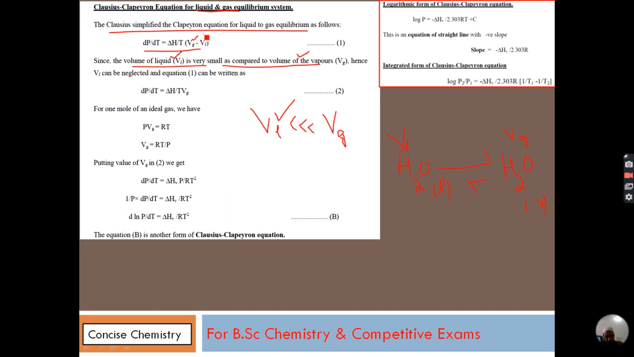So if we neglect this term, it becomes dP by dT is enthalpy by T Vg. Okay. Now if we apply the ideal gas equation, from here we will get the value of Vg. Okay. So that we will put here for Vg. So you will end up with the relationship, this relationship.